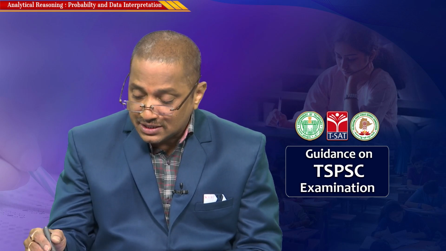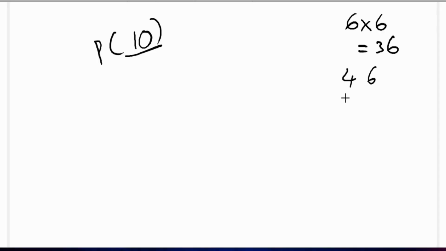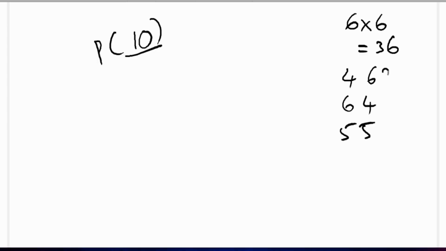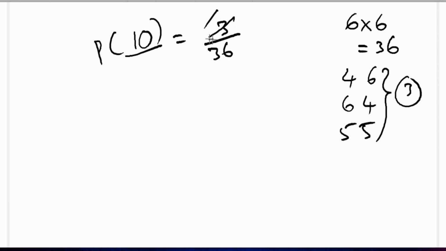Maybe 4 and 6, 6 and 4, correct? 5 and 5. Any more, because the total will be 10? 3 and 7, is it possible? Not possible, because the maximum is 6 only. So 4 and 6, 6 and 4, and 5 and 5 means 3 favorable outcomes. The total outcomes are 36. The probability of 10 is 3 by 36, which is 1 by 12. What is the probability of getting 8?